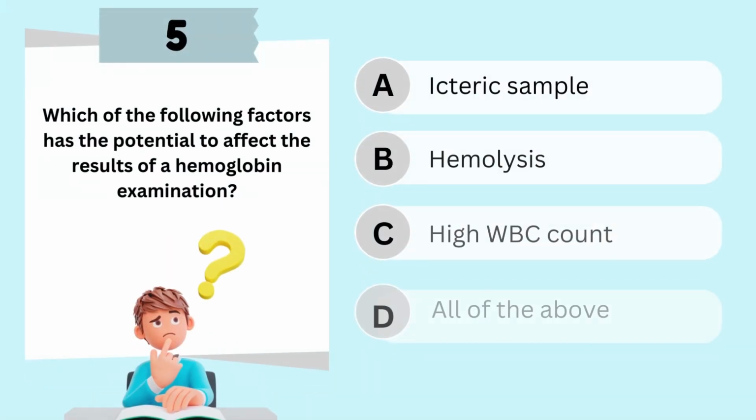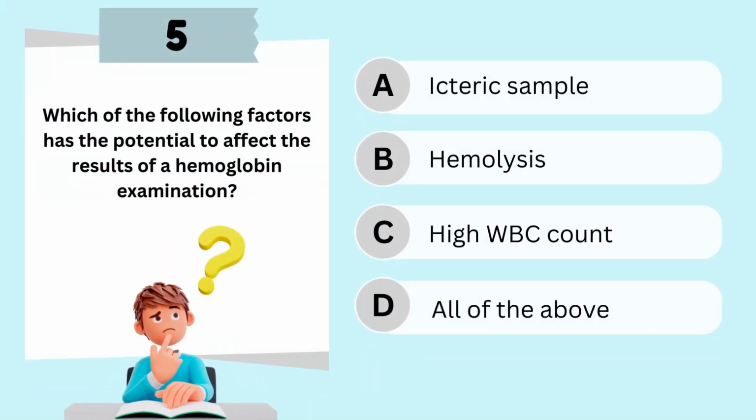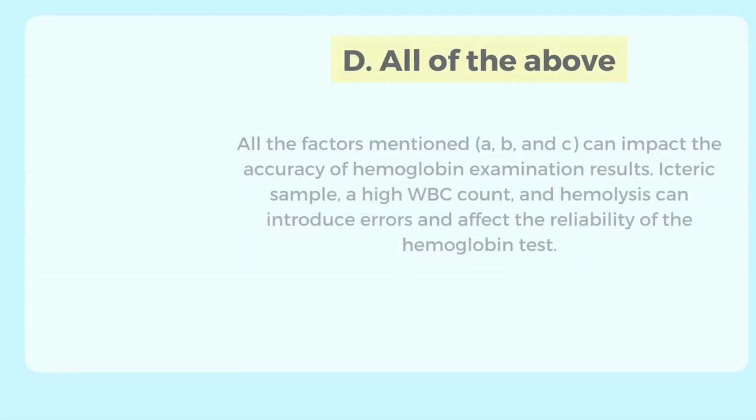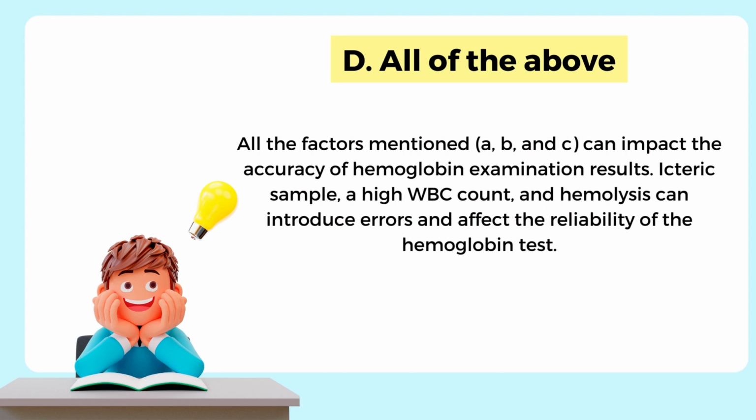Which of the following factors has the potential to affect the results of a hemoglobin examination? The correct answer is D. All of the above.